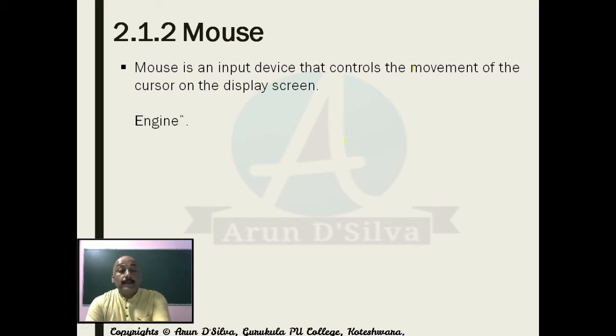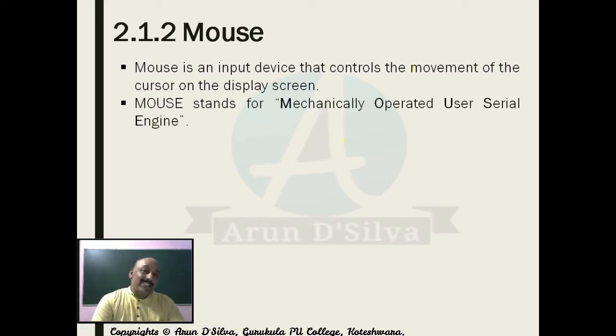So what does mouse stand for? What is the actual full form of mouse? How did the name mouse come? Mouse is mechanically operated user serial engine. So that's the reason this word came. MOUSE, mechanically operated user serial engine. This is the reason this name came for this device.